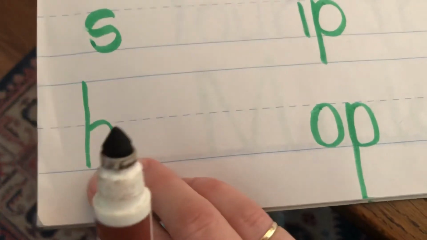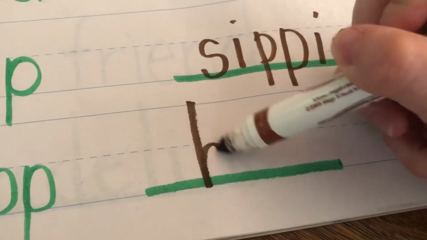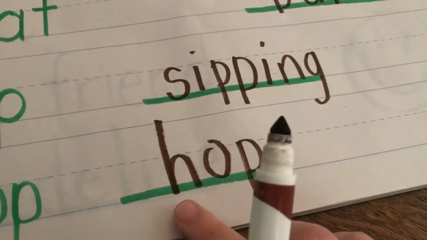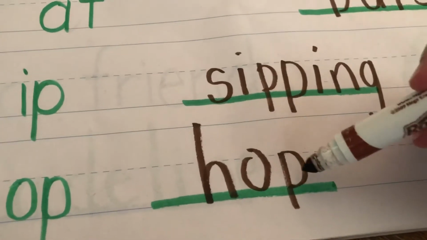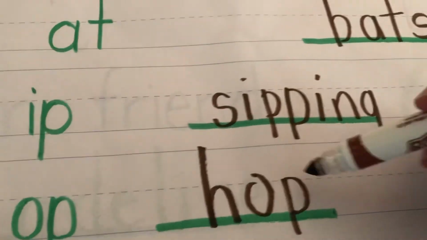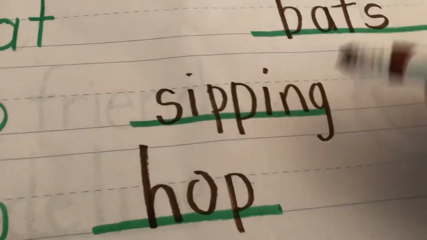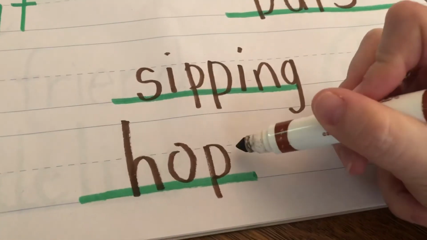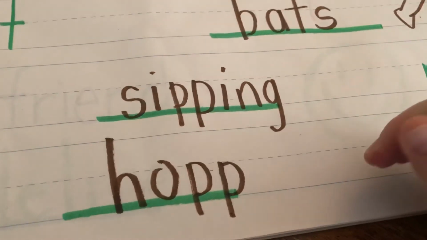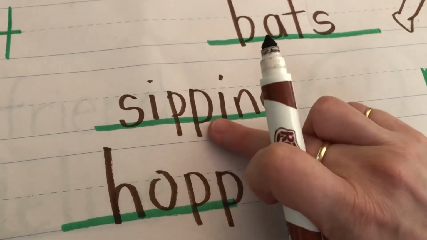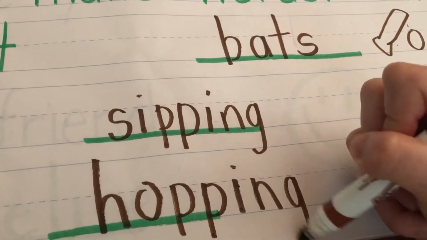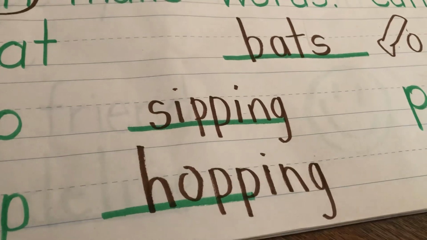Let's make another word. Let's make one more. Hop. So let's see if I can write that. Hop. And let's see if we can turn this word hop into hopping, kind of like sipping, hopping. So just like the word sip, I'm going to make another P. It's double. Double means two. And then I'm going to add the king of ing, I-N-G. So now hop becomes hopping.